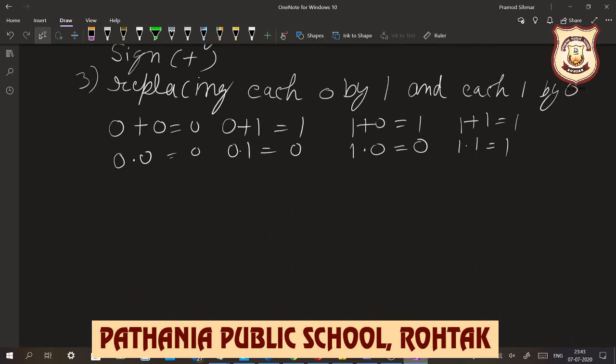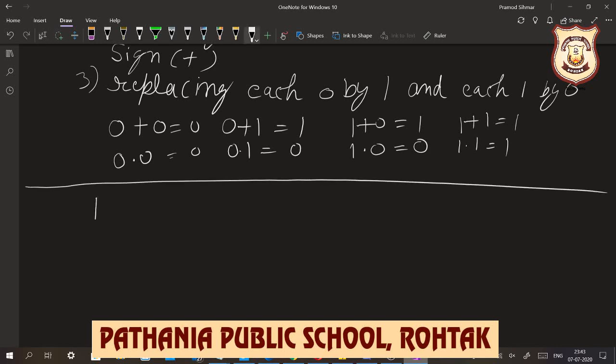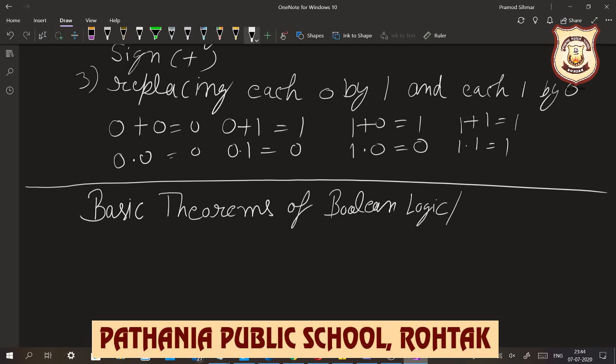So now we start about the basic theorem. This is a very important topic. Basic theorem of Boolean logic, or you can say Boolean algebra.